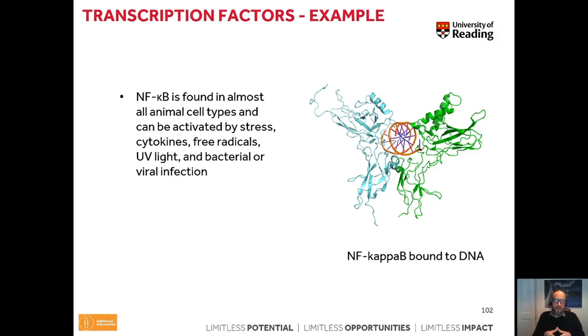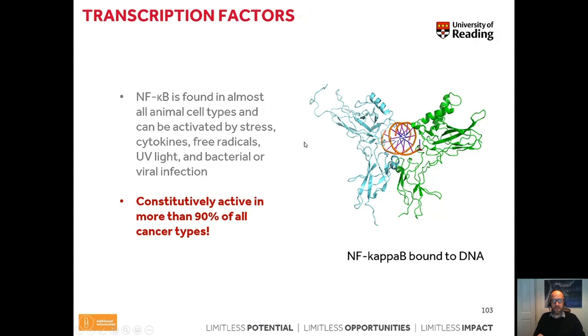An example of a promoter-specific transcription factor is nuclear factor kappa B. It is found in almost all animal cell types, and it can be activated by many different signals. It can be activated by stress, cytokines, free radicals, ultraviolet light, or bacterial or viral infection. On the right-hand side, you can see DNA with two NF-kappa B subunits tightly bound to the enhancer sequence they are supposed to bind. Importantly, NF-kappa B is constitutively active in more than 90% of all cancer types. In contrast, in healthy cells, its expression is very tightly regulated. Moreover, NF-kappa B is known to regulate at least 800 genes in human cells.